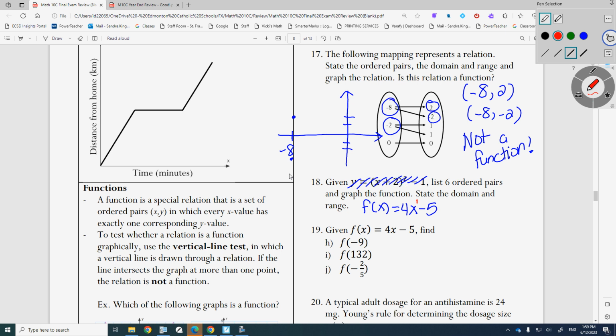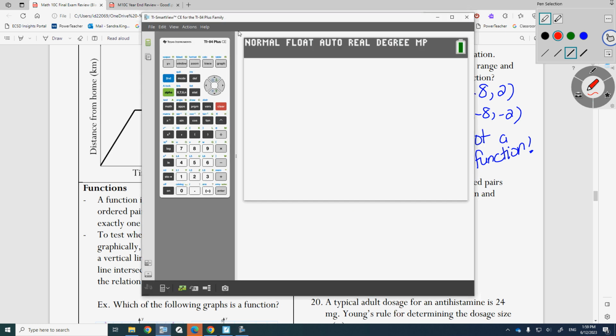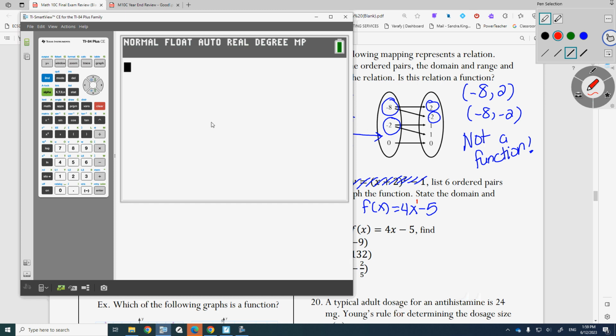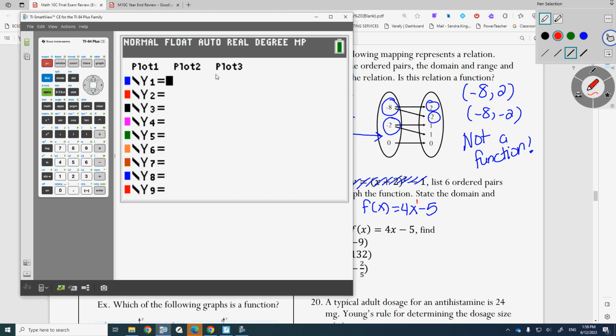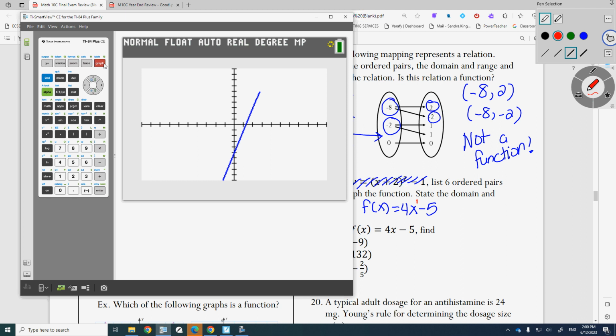In order to graph this, take out your calculators, and where we graph is under y equals. Clear what you have, and type in 4x minus 5. X is right next to your alpha button, minus 5. Hit graph. If ever your graph window has been changed from a 10 by 10, you can always reset it by hitting zoom 6. Zoom 6 will go back to a 10 by 10 window.